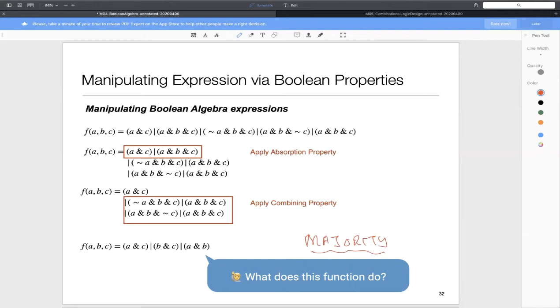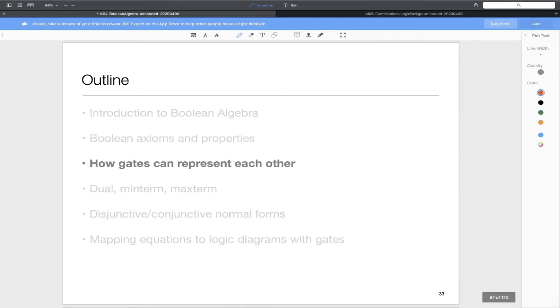Okay. Majority of the inputs are 1. Okay. So now another thing I want to go after is you saw in De Morgan's theorem that I can go from AND to OR to AND.